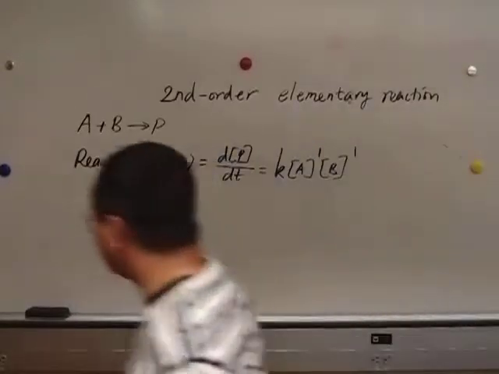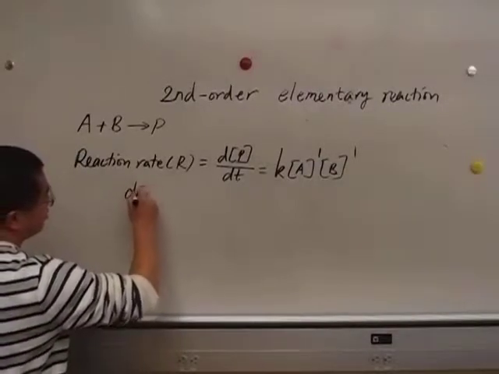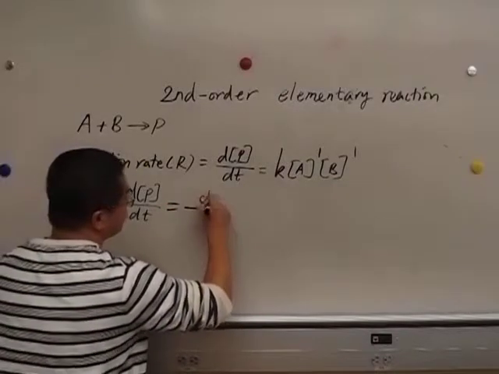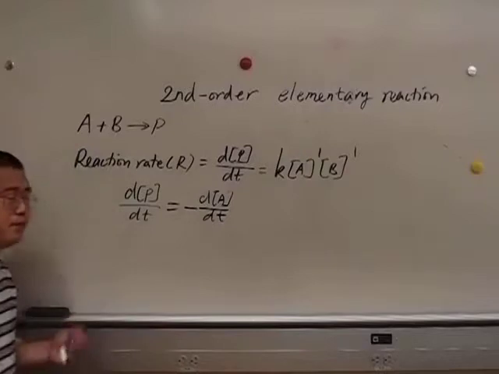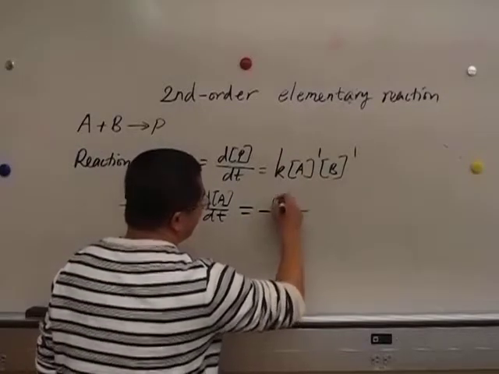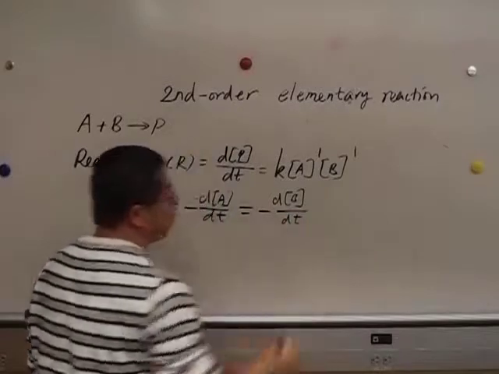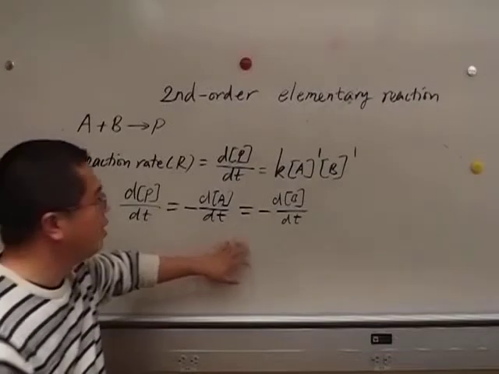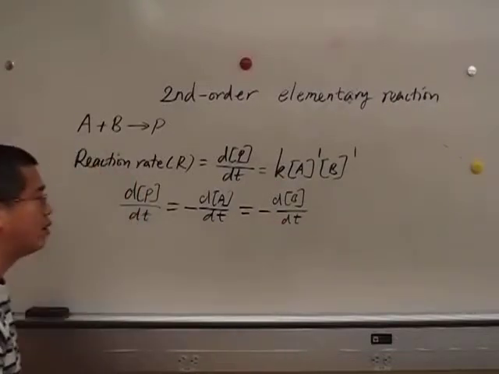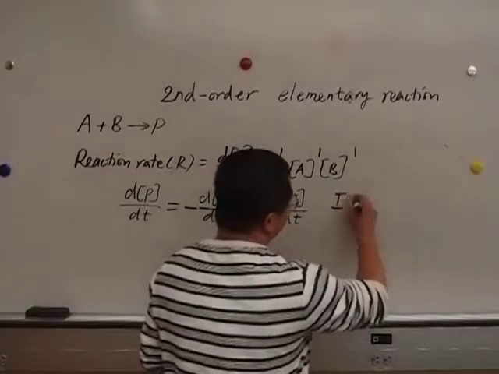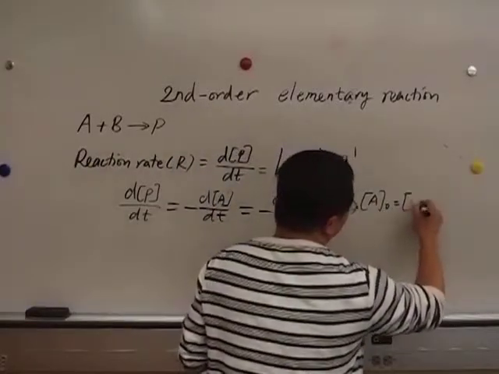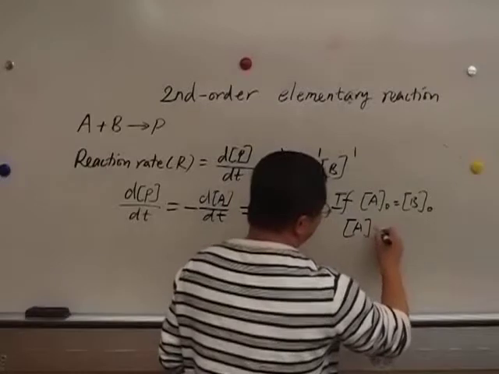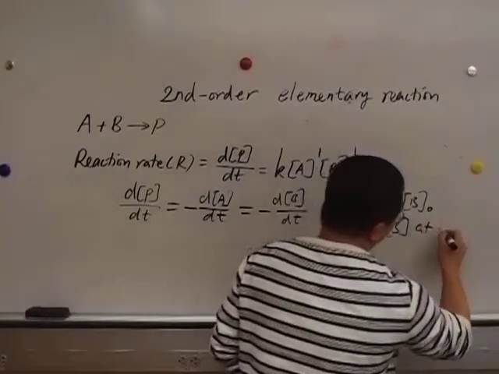So how do we tackle this problem? First we need to realize this. To make 1 P, you need to consume exactly 1 A and exactly 1 B. So basically the production rate of P is equal to the consumption rate of A, which is equal to the consumption rate of B. And also, if the initial concentration of A and the initial concentration of B are the same, we will have A equals B at all times.